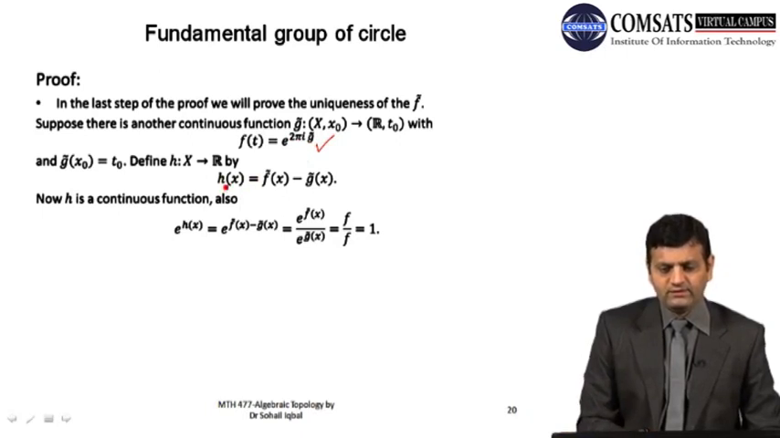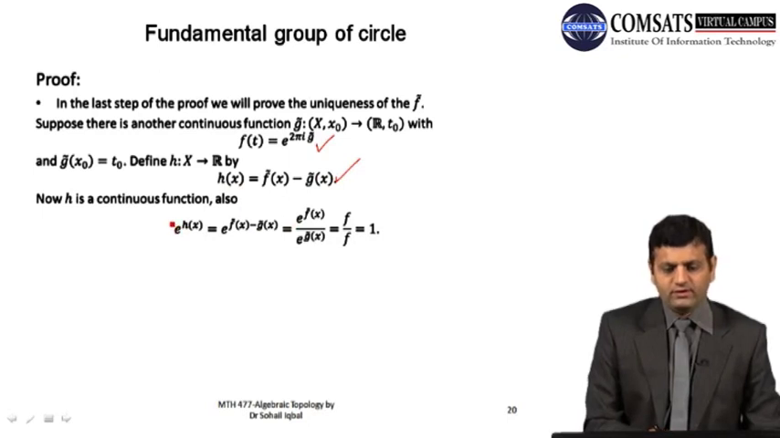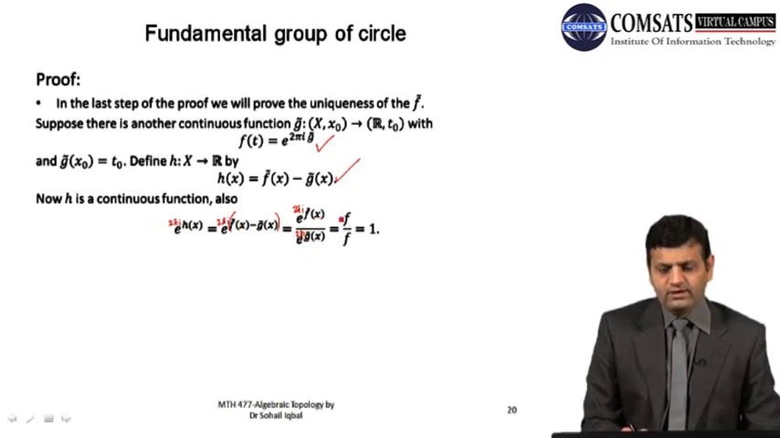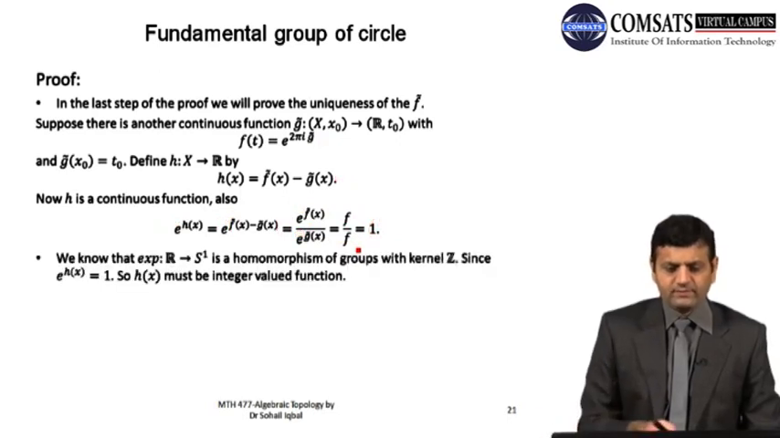Now define the function h of x, which is the difference of these two. Now what is e raised to power 2 pi iota h of x? It is e raised to power 2 pi iota times f tilde of x minus g tilde of x, which is equal to e raised to power 2 pi iota f tilde of x divided by e raised to power 2 pi iota g tilde of x. So this is equal to f and this is equal to f, so this is equal to 1. Okay, so what does this imply?